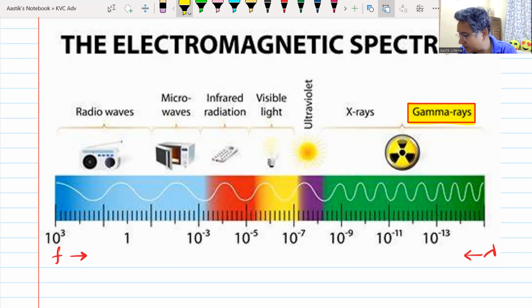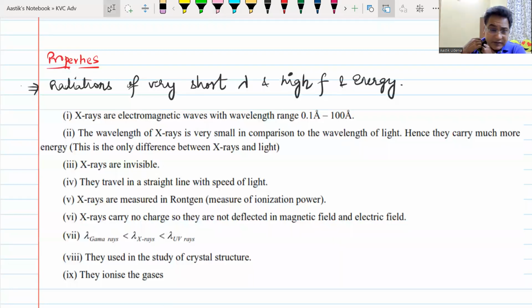Gamma rays are the most dangerous rays, and that is why this danger sign, because they are radioactive, with very high energy. As you go down, then you have visible and ultraviolet light. Visible light is not so dangerous for us. We are every day subjected to radiation in the visible range. Gamma radiations will come in the next class, maybe tomorrow. Right now, we are concentrating on the higher end of the spectrum.